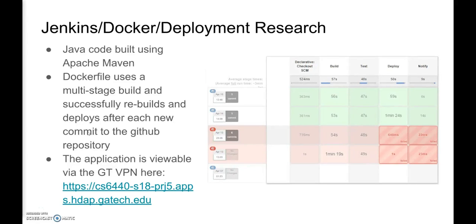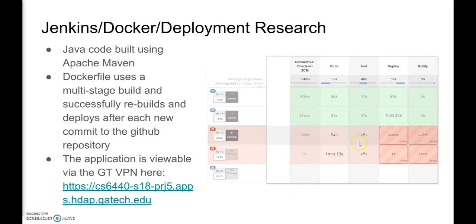For the deployment portion of this project with Jenkins and Docker, the Java code was built using Apache Maven. In order to prepare for deployment and prevent errors, the Docker container was tested locally. The application makes use of a single Docker container for all of the functions. The Docker file uses a multi-stage build and successfully rebuilds and deploys after each new commit to the GitHub repository. And the application is viewable via the Georgia Tech virtual private network here.